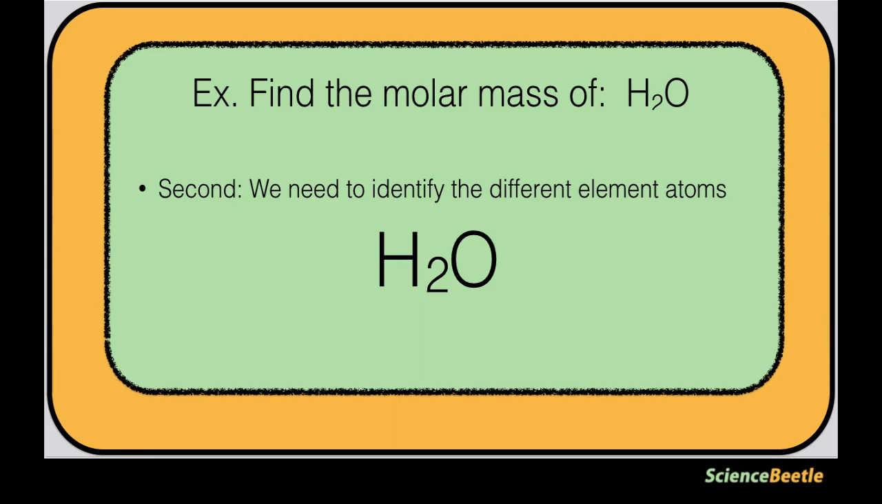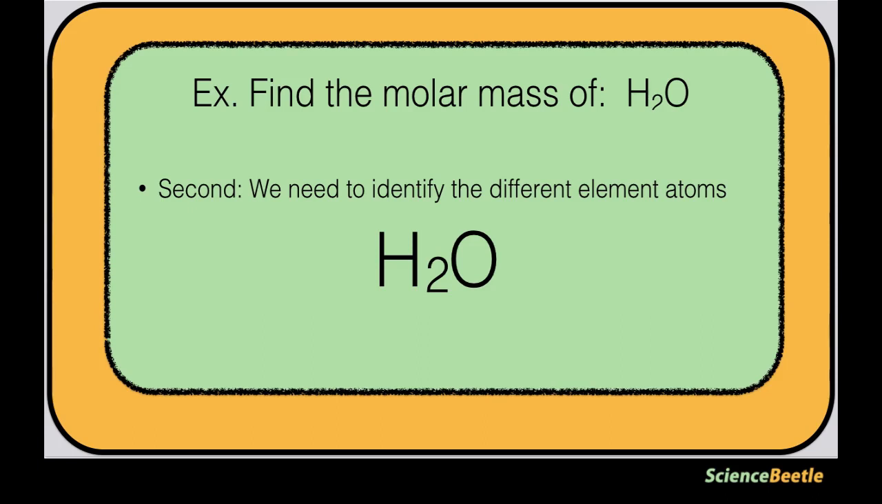So the 2 is between the hydrogen and the oxygen symbols, but in this particular problem, the 2 refers to the H, which means that we have 2 hydrogens in the compound, and the oxygen, because it doesn't have any number associated with it, simply means that we have 1 oxygen atom.